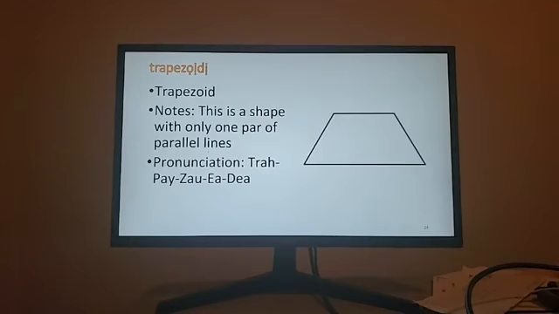All right, so in order to say trapezoid, you would say trapezoid. I'll say it slow. Trapezoid. All right, one more time before we move on to the next one. Trapezoid.